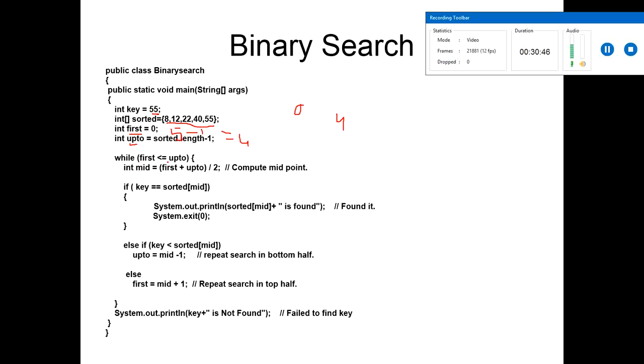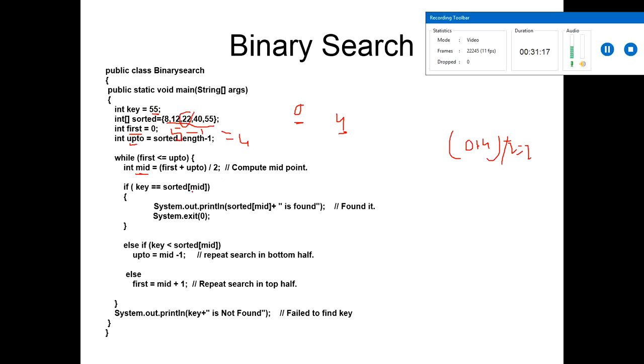While first is less than or equal to upto: what is my first? 0, and it is less than or equal to 4. What are we going to do? We are going to find the mid of the element. So I am going to compute the middle element. 0 plus 4 divided by 2 is equal to 2. So my middle element is the element at the second position: 0, 1, 2.